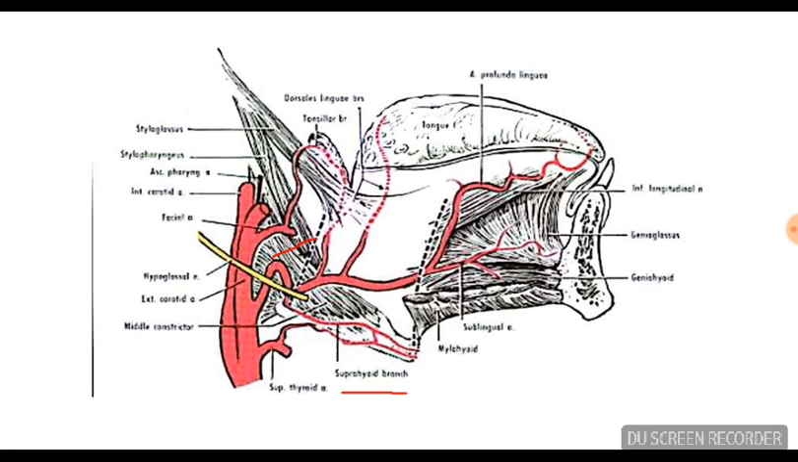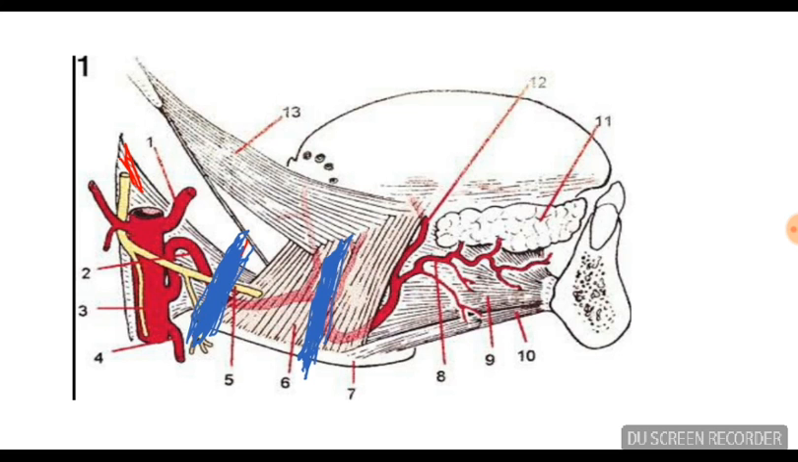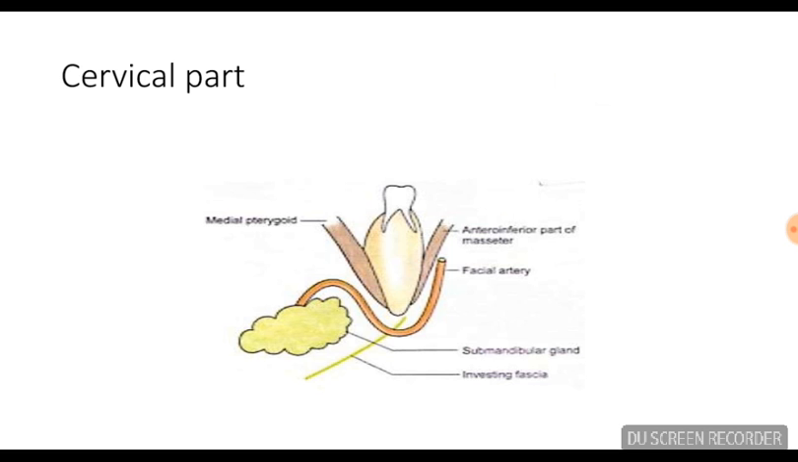The cervical part of the facial artery gives an S shape. The first loop is over the submandibular gland, and the second loop forms rising the investing fascia and extending below the angle of the mandible.